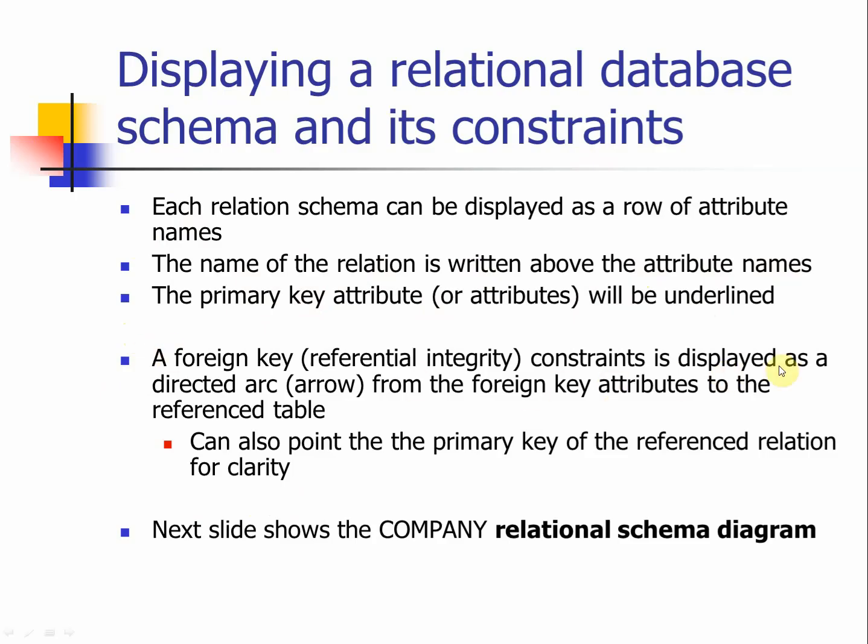A foreign key constraint is displayed as a direct arrow from the foreign key attributes to the reference table. Not only the reference table, it needs to go to the reference table's primary key. So that is the most important concept over here.